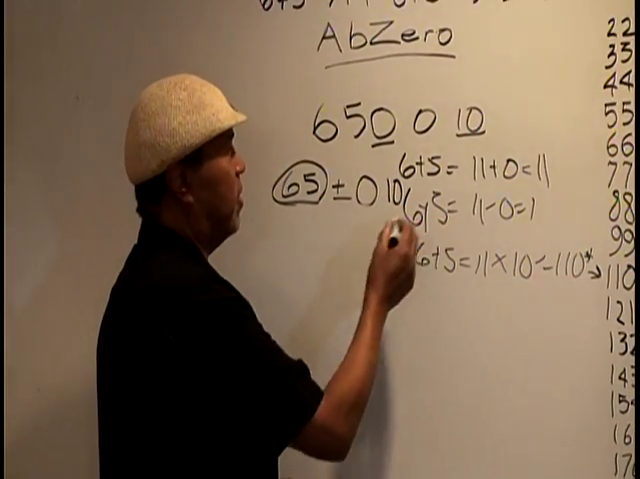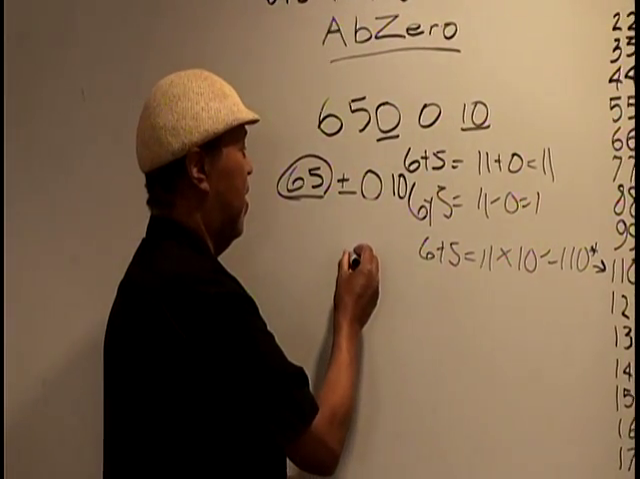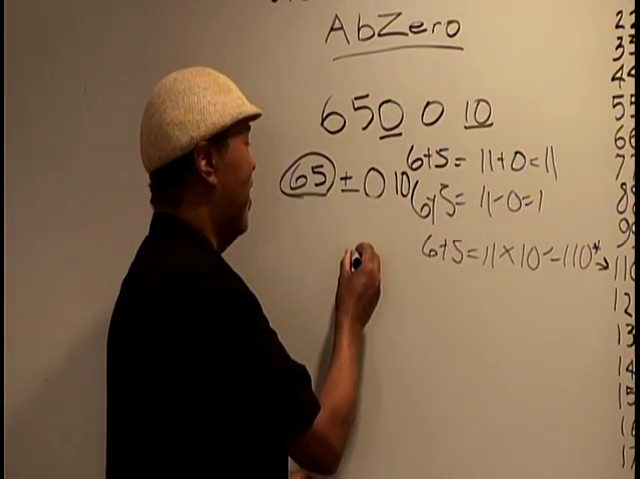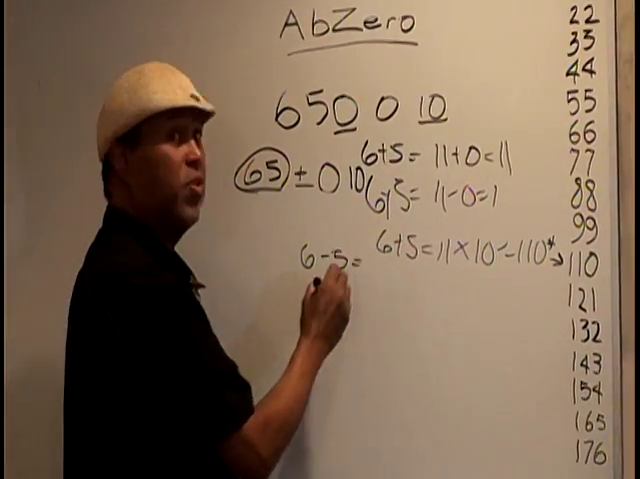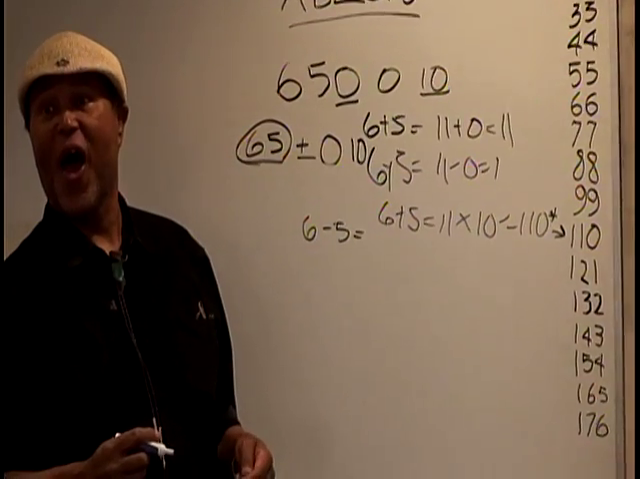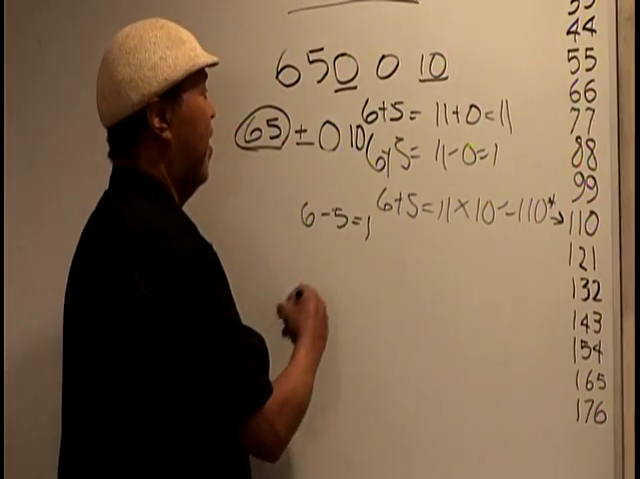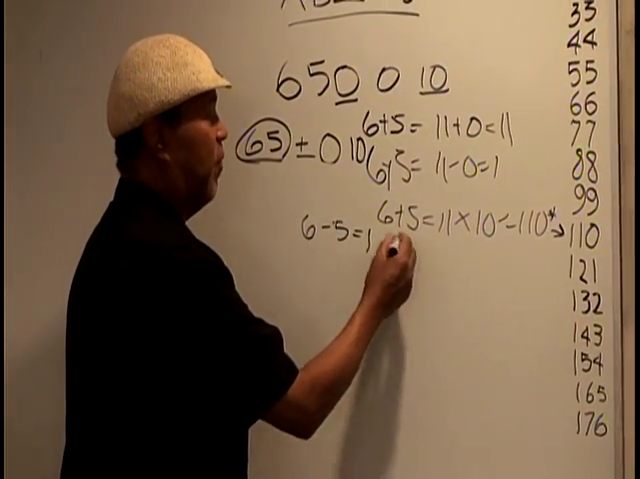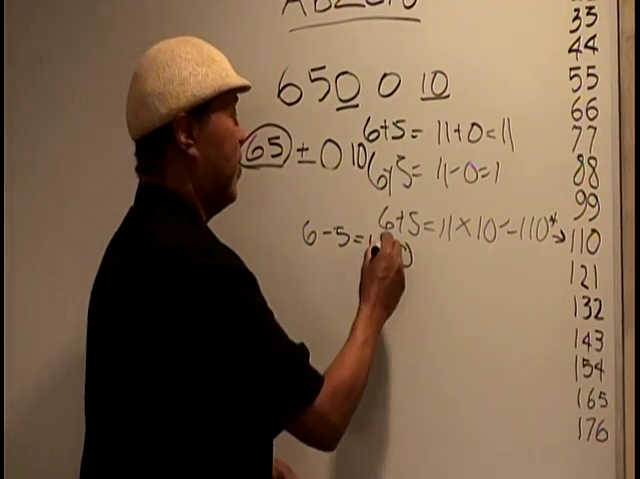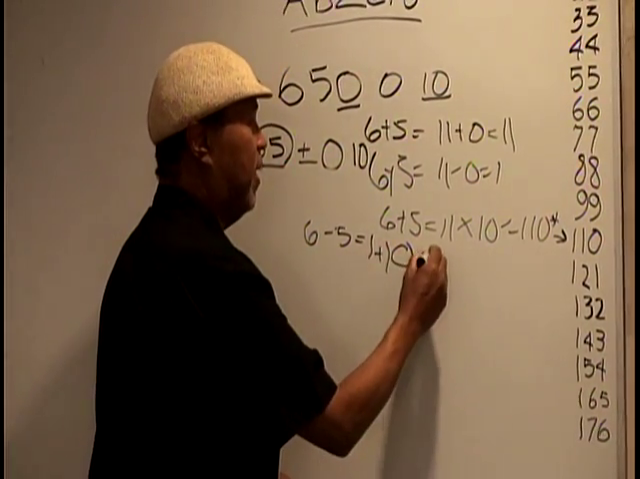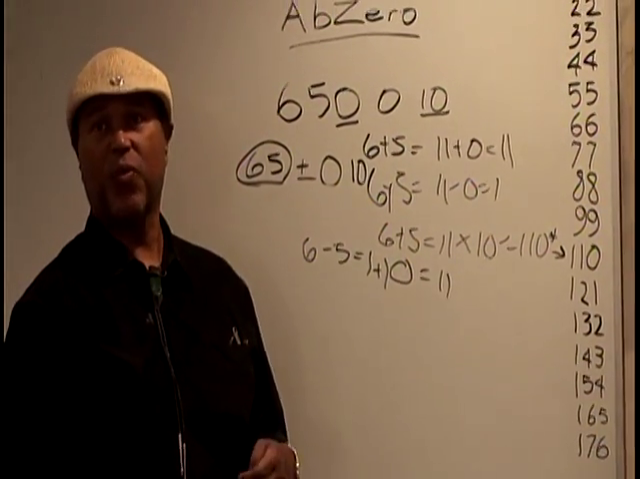We've already done 6 plus 5. 6 minus 5 won't work. Well, actually it will, I'm sorry. 6 minus 5 equals, what is 6 minus 5? 1. We have 1. Now we still are left with a 0. What can we do with the 0? We can use it as a 10. So 10 plus 1 equals 11. And that corresponds with 11. That's what we're shooting for.